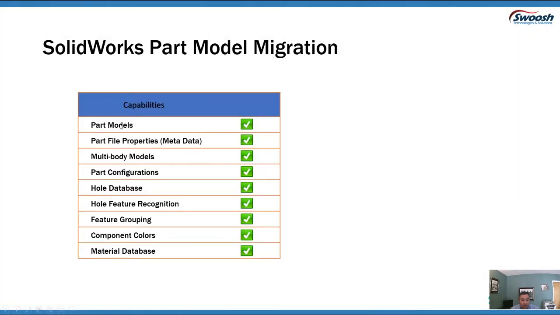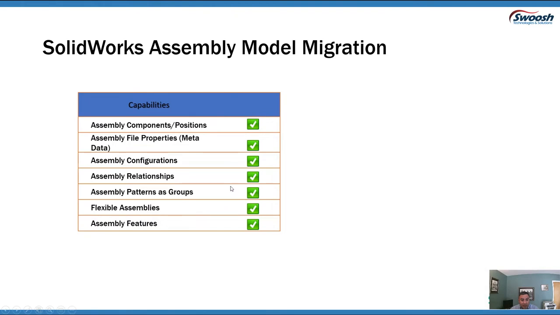In the part environment, everything that comes in, and again this is only using the migration tool, includes part file properties, the metadata, multi-bodies, part configurations, hole database recognition, feature grouping, component colors, and material database, which is very important. On the assembly, you have assembly component positions, assembly file properties metadata, assembly configurations, assembly relationships, assembly patterns, groups, flexible assemblies, and assembly features.